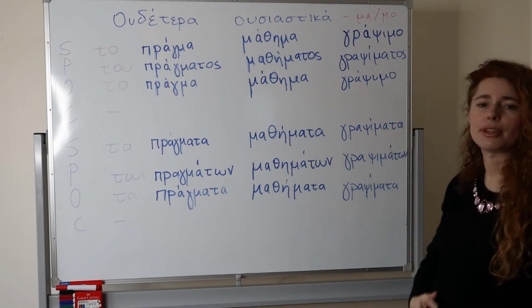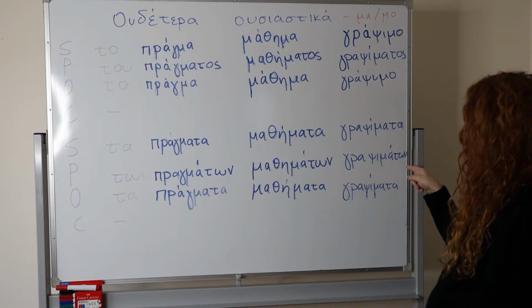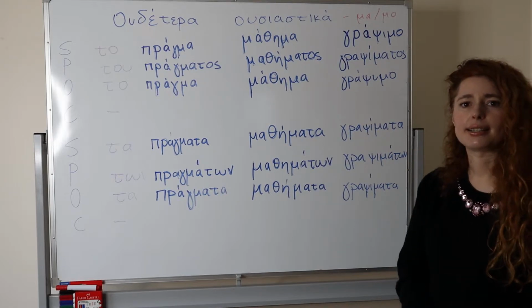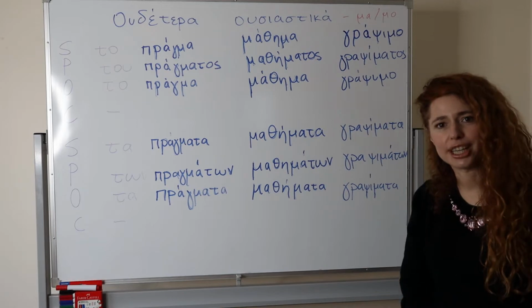Ta grapsimata, the writings, as a subject. Ton grapsimaton, the accent drops again from the 3rd syllable to the 2nd syllable from the end. The writings as possessive. Ta grapsimata, the writings, as an object.